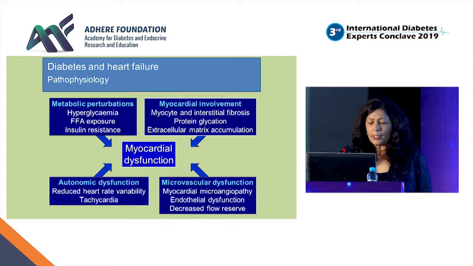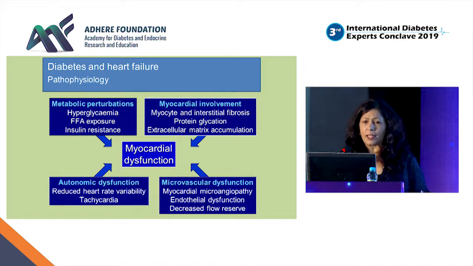So there is myocardial dysfunction. We know there are metabolic problems which increase the myocardial damage. Myocyte and interstitial fibrosis happen, there is more glycation of proteins, and there is extracellular matrix accumulation which induces fibrosis in the myocardium. There is microvascular dysfunction with microangiopathy, more so in type 1, and of course there is autonomic dysfunction. So there are a lot of factors in diabetes which increase heart failure.